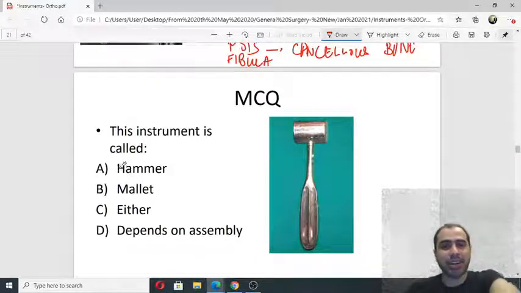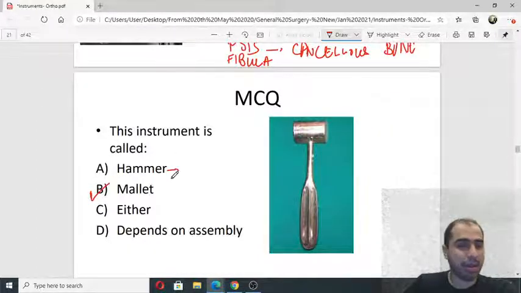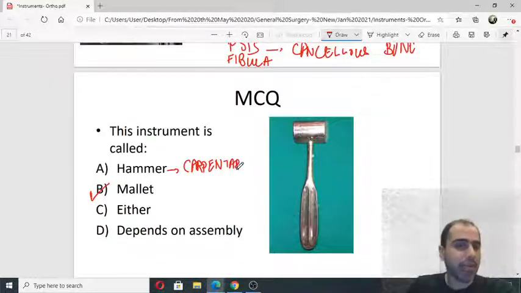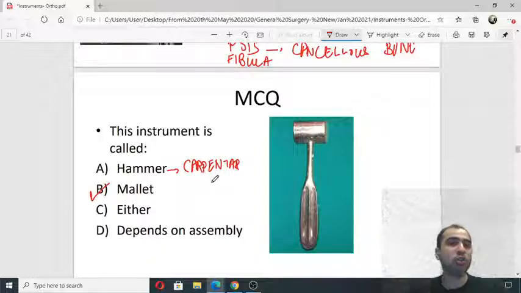Okay. All right. This is a mallet. Hammer is not something used by orthopedicians. Hammer is used by carpenters. It is misunderstood that what we use is a hammer. The technical name is a mallet. So it's always chisel and mallet, not chisel and hammer, or bone gouge and mallet.